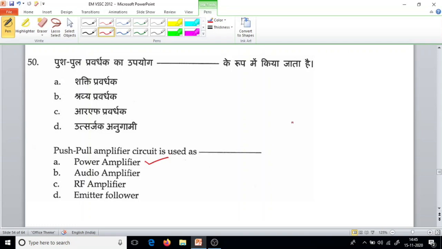So next we will solve the 2016 question paper of VSSC. Next will be VSSC 2016.